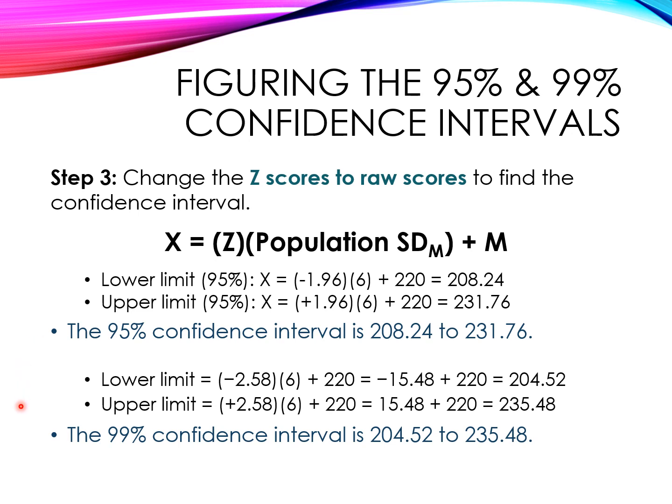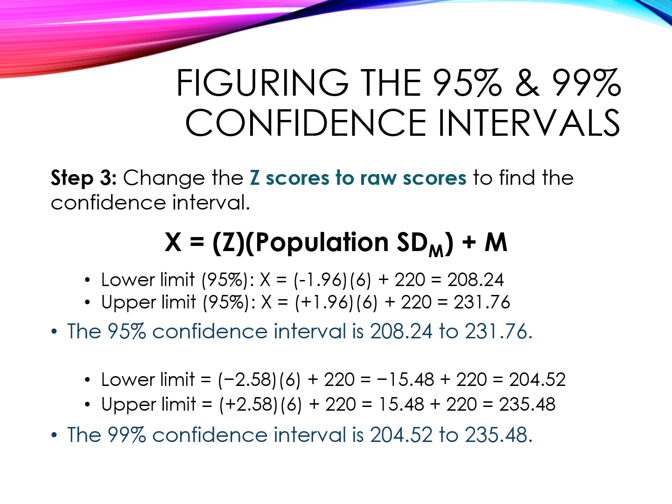We do the same calculation for the 99% confidence interval, only this time it's negative 2.58 and then positive 2.58 for the lower and upper limits, and we get 204.52 to 235.48. Okay, so let's say we're going to be extremely conservative here, and we're just going to say, I'm 99% sure that the population mean has got to be between 204.52 to 235.48.